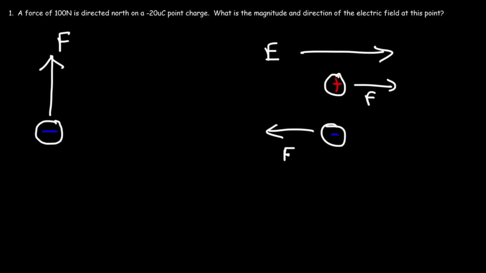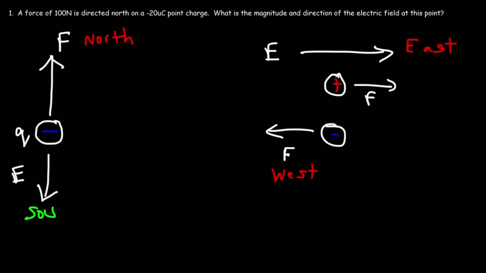So if the electric field is due east, the electric force acting on the negative charge will be west. So if the force is north, what is the direction of the electric field acting on this charge Q? It has to be in the other direction. It has to be south. So that is the direction of the electric field. It's directed south.